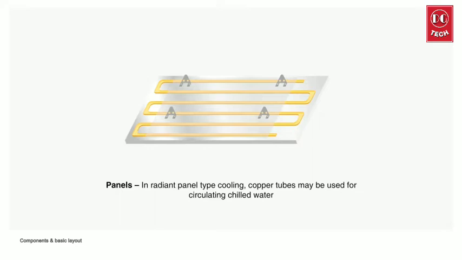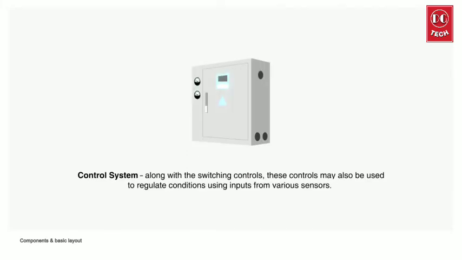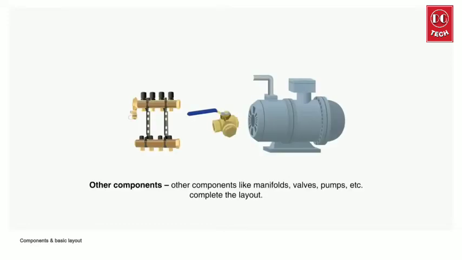Panels. In radiant panel type cooling, copper tubes may be used for circulating chilled water. Piping. Loops of cross-linked polyethylene pipes are embedded in walls, floors, ceilings, and chilled water is passed through them. Control system. Along with the switching controls, these controls may also be used to regulate conditions using inputs from various sensors. Chiller. A chiller is used to cool the fluid medium to required temperatures. Other components like manifolds, valves, pumps, etc. complete the layout.